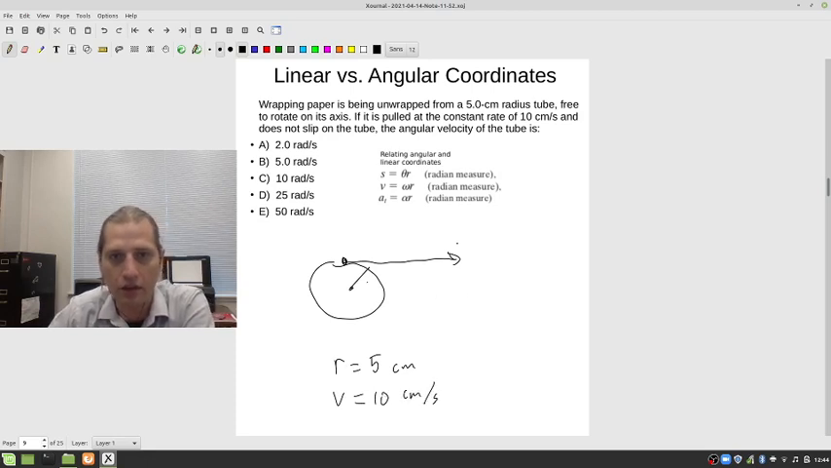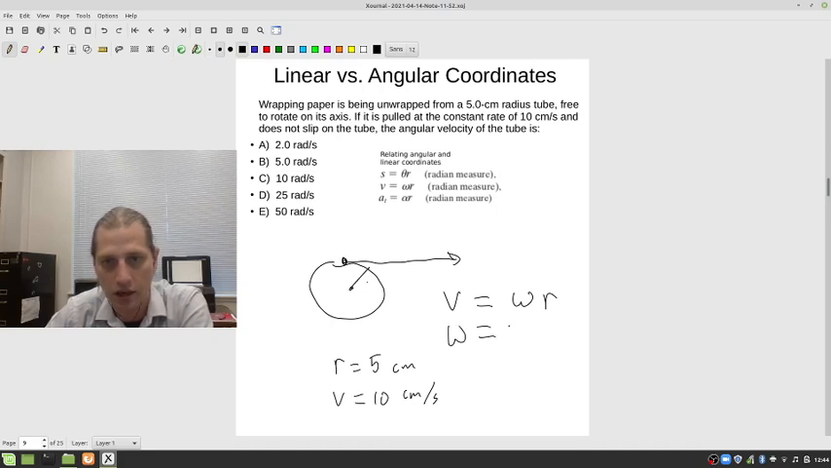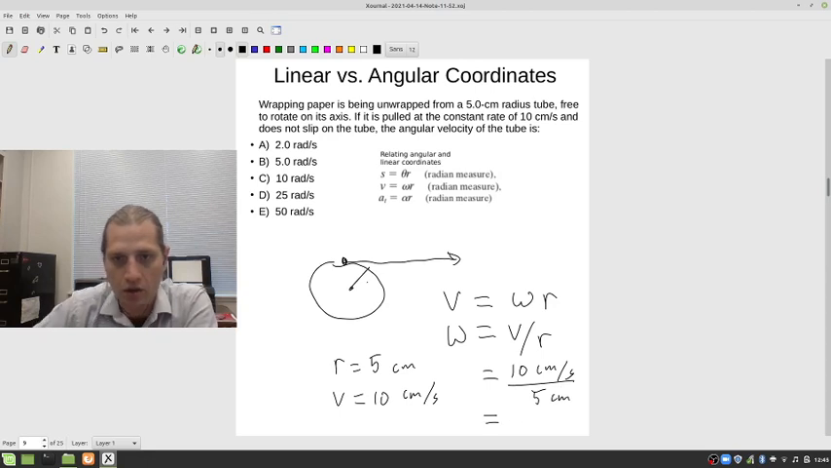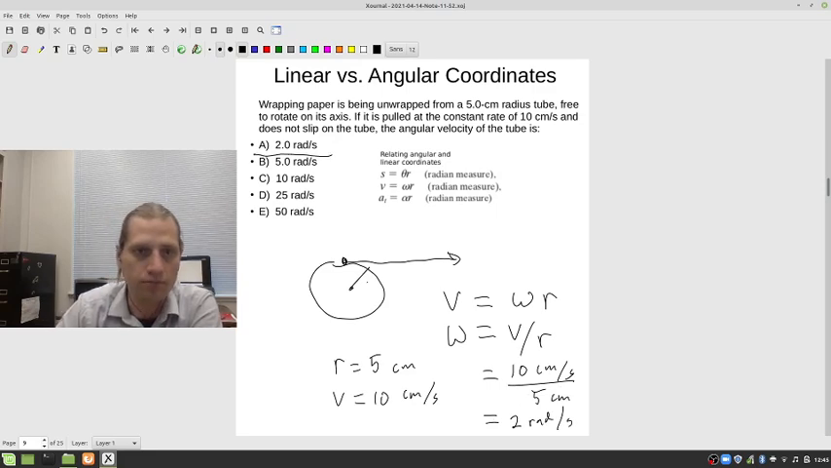It says the angular velocity of the tube is, well, V equals the angular velocity times the radius. So if I wanted to find the angular velocity, I could just take V divided by R. In this case, that would be 10 centimeters per second divided by 5 centimeters, which would just be 2 radians per second. And there we go.